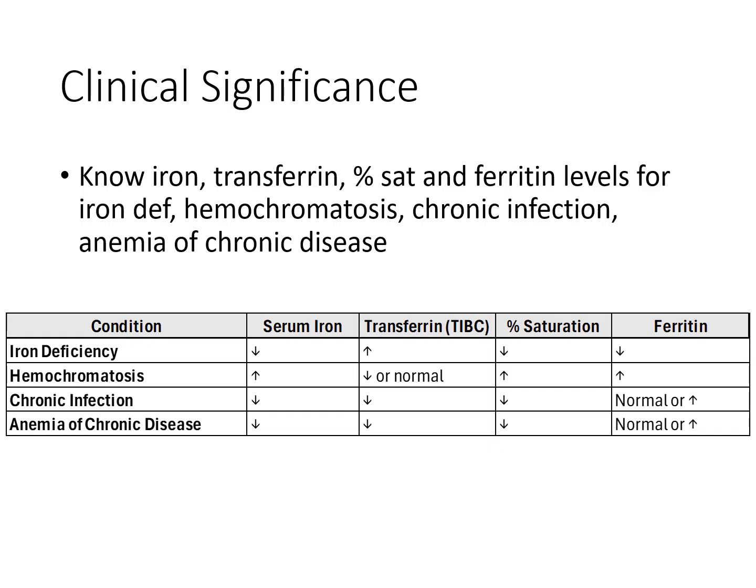So we have iron deficiency, low iron and ferritin, increased transferrin, and low saturation. Hemochromatosis is higher iron and ferritin due to overload, low normal transferrin with a high saturation. Chronic infection, anemia of chronic disease, so the iron is low due to sequestration. Transferrin decreases as a negative acute phase reactant. Ferritin is normal or elevated, and saturation is low.